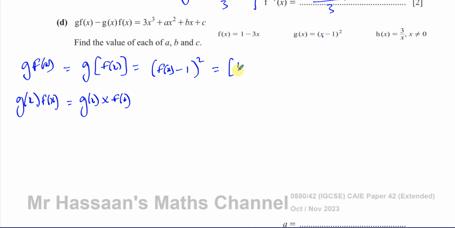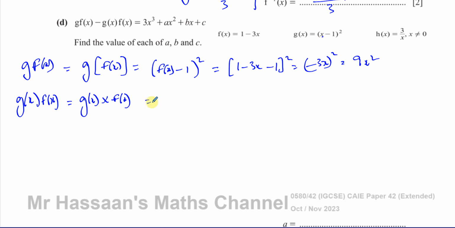So this is going to be (1 minus 3x minus 1) squared. That's f(x) minus 1, squared, which gives 1 minus 1 is 0, so minus 3x all squared, which is 9x squared. So that's what g(f(x)) is.